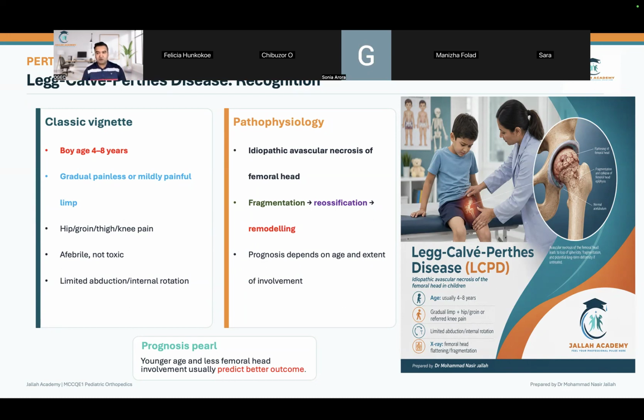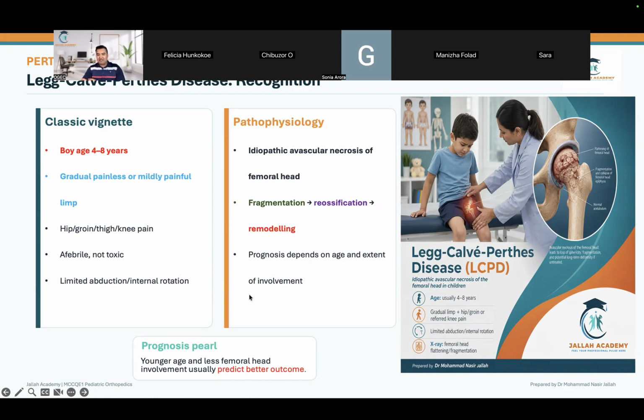No fever, no toxic symptom or appearance. Limited abduction, internal rotation, same thing. The rest of the clinical picture is the same as slipped capital femoral epiphysis. Pathophysiology: it is an idiopathic avascular necrosis of the femoral head. So fragmentation, this is something that they really need you to know. Fragmentation, reossification, and remodeling. This is the pathophysiology.